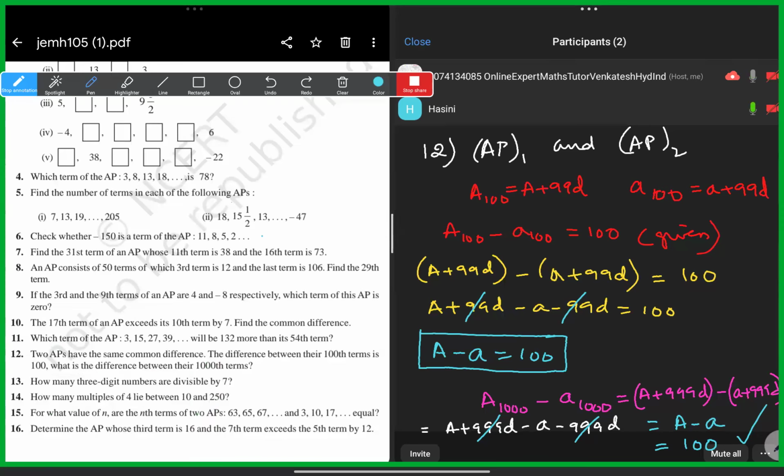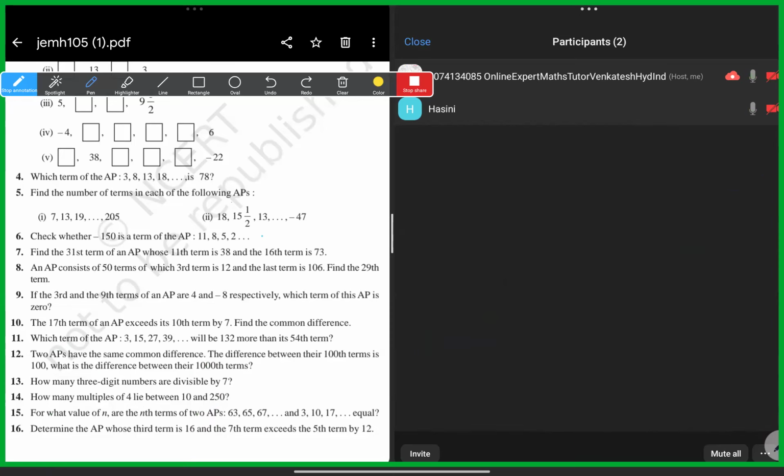Shall we go to the next one? Once you read the 13th question: how many 3-digit numbers are divisible by 7? For this, how many 3-digit numbers are divisible by 7 means indirectly they are asking how many multiples of 7.